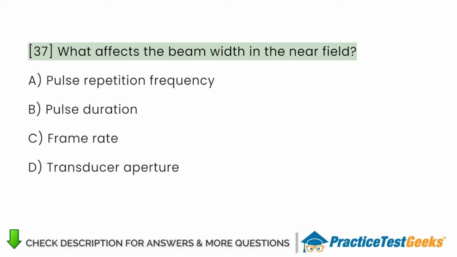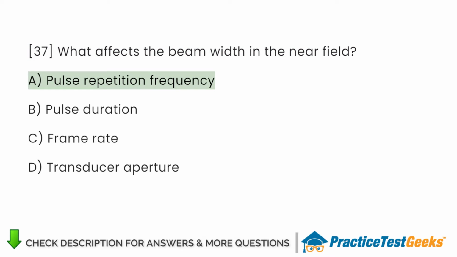What affects the beam width in the near field? A. Pulse repetition frequency. B. Pulse duration. C. Frame rate. D. Transducer aperture.